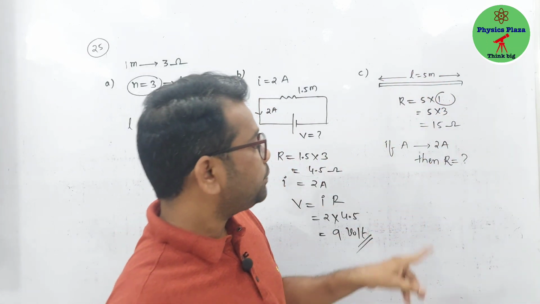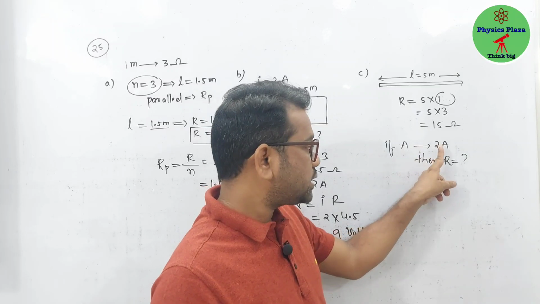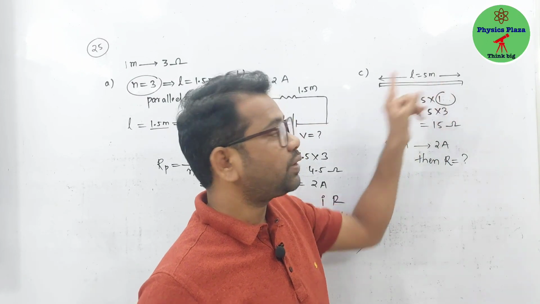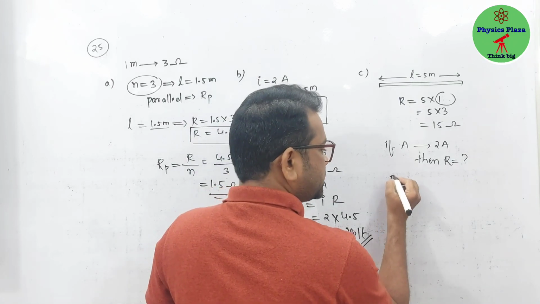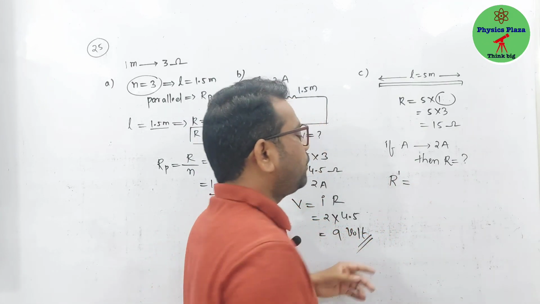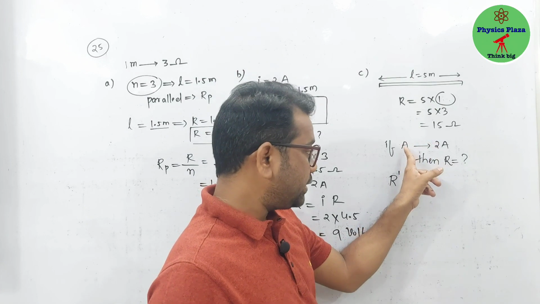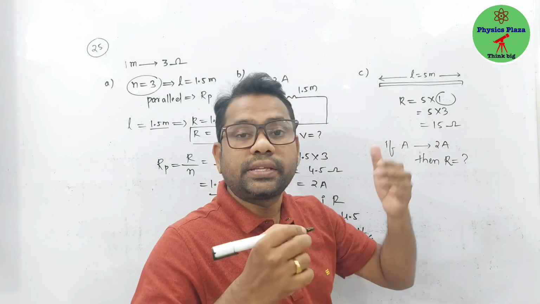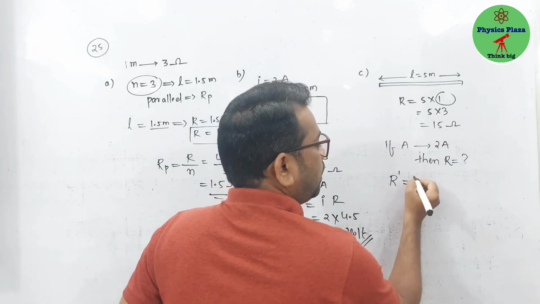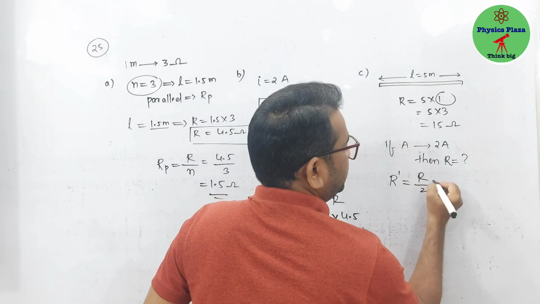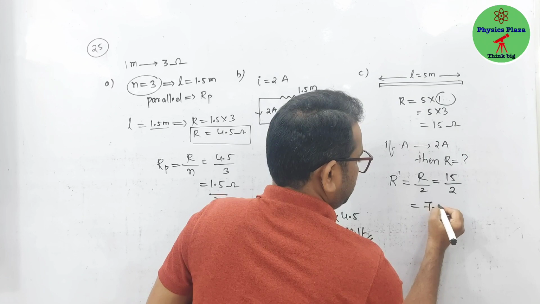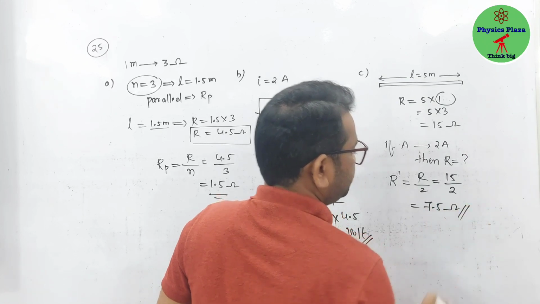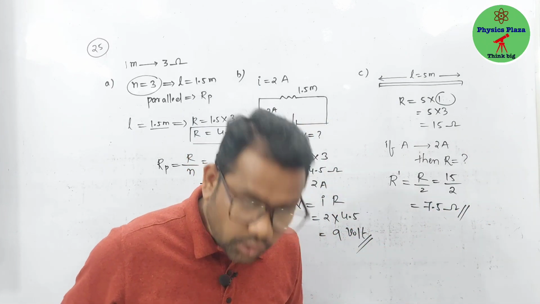Now they are saying that if the area of cross section is doubled for the same length 5 meters, what is the new resistance? Children, let us say new resistance is R dash. Try to understand. Whenever area of cross section is doubled, resistance will become halved, means half of its value. So that is 15 by 2, which is equal to 7.5 ohms. So simple manner you can do it. Okay, now don't get confused.